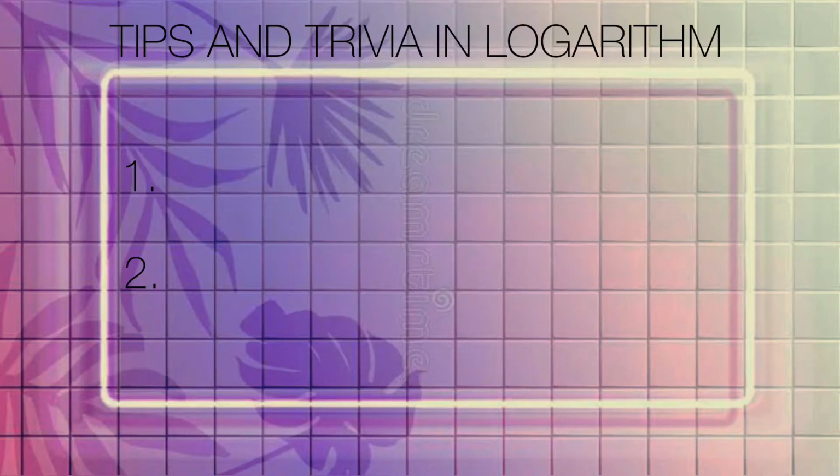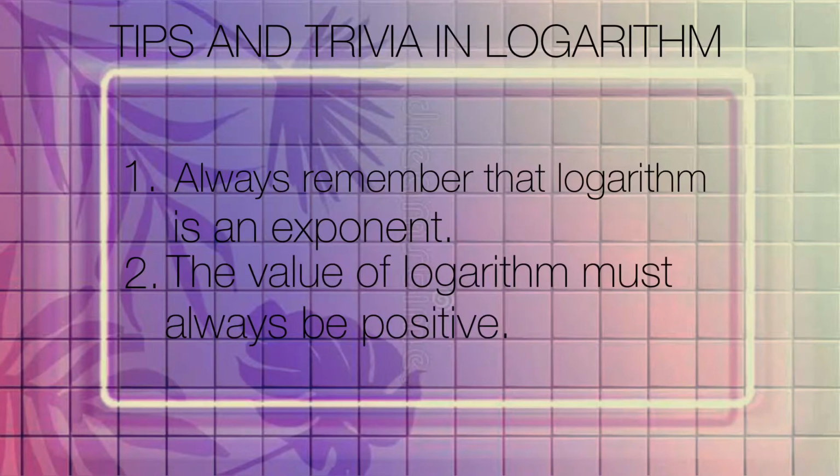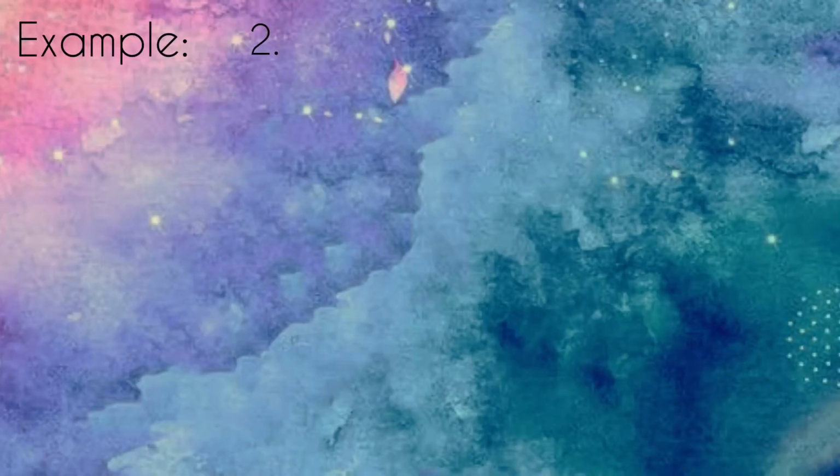Before we proceed to the second example, I give you some tips and trivia in logarithm. Number 1: always remember that logarithm is an exponent. Number 2: the value inside a logarithm must always be positive. And that's all. Now let's proceed to the second example.